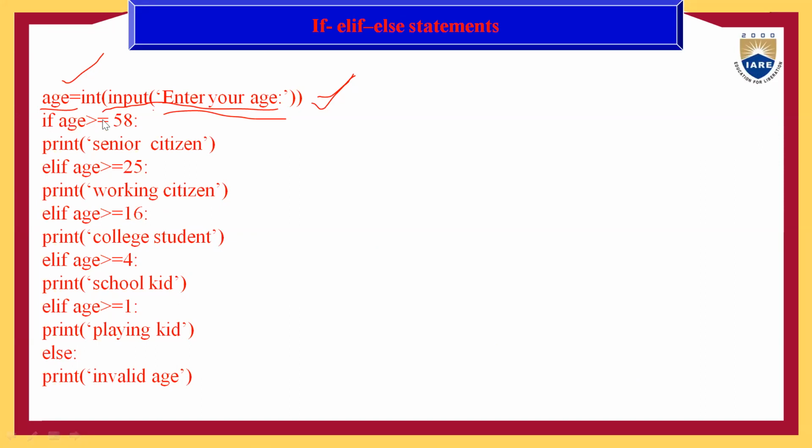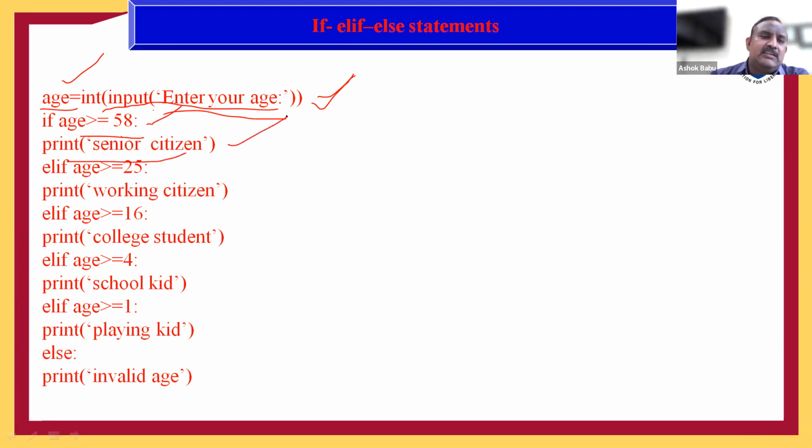Next, here I am rendering my age by using the variable age. Here I just need to compare the different ages. If age is greater than or equal to 58, then we need to print that this is a senior citizen. Next, elif, if it is not matched, then elif, if the age is about 25, I need to print that it is a working citizen.